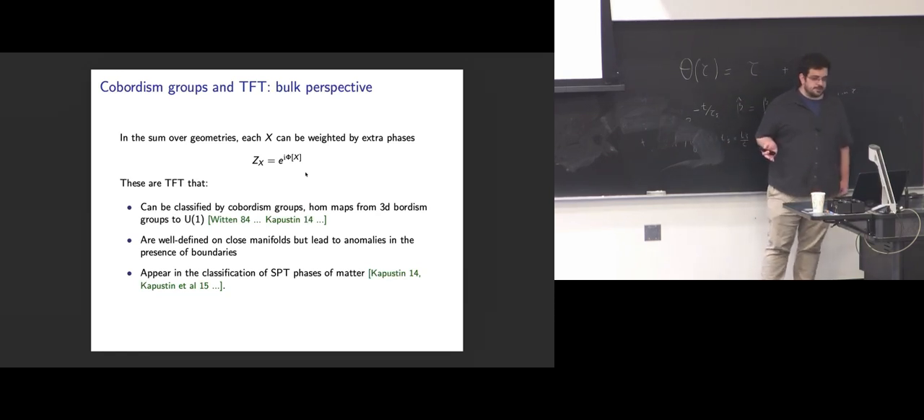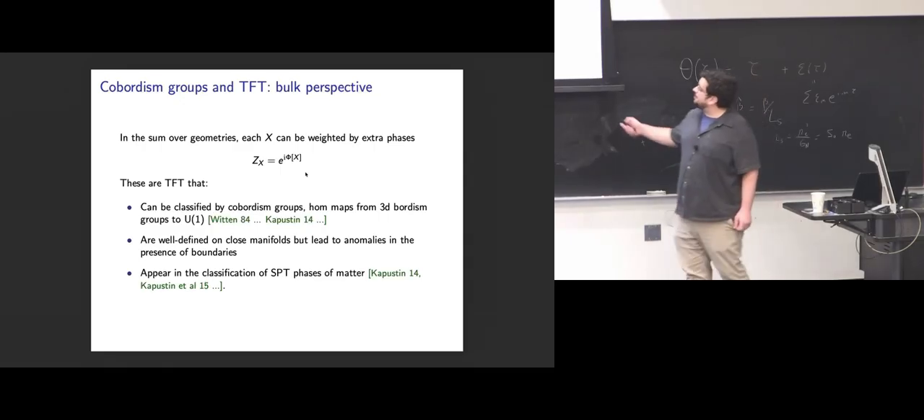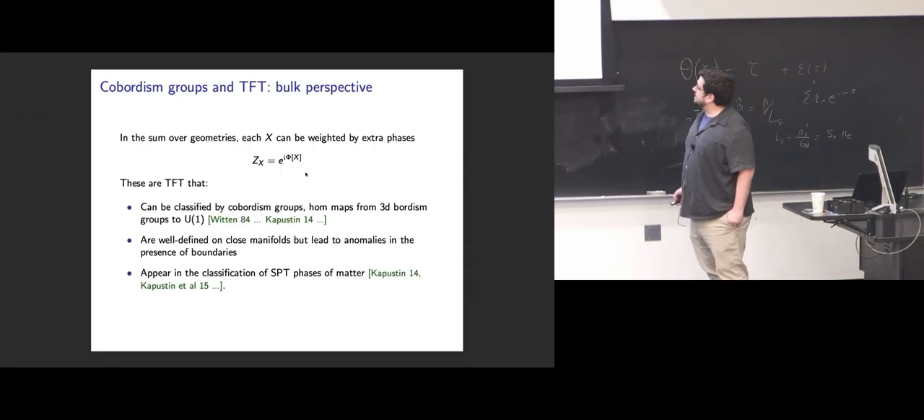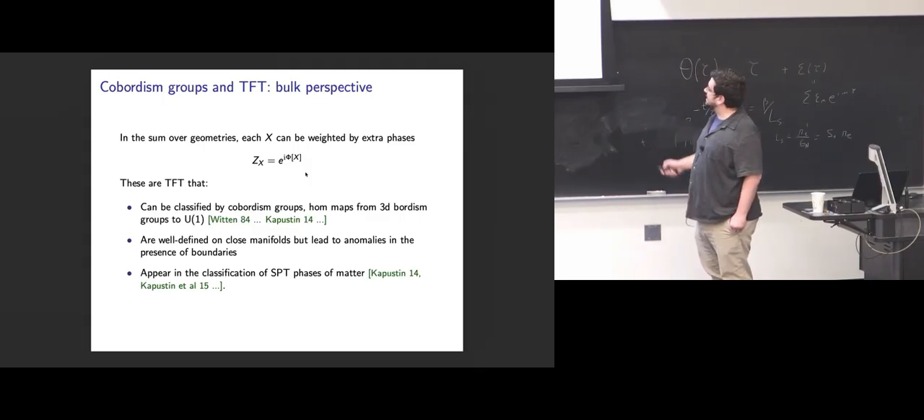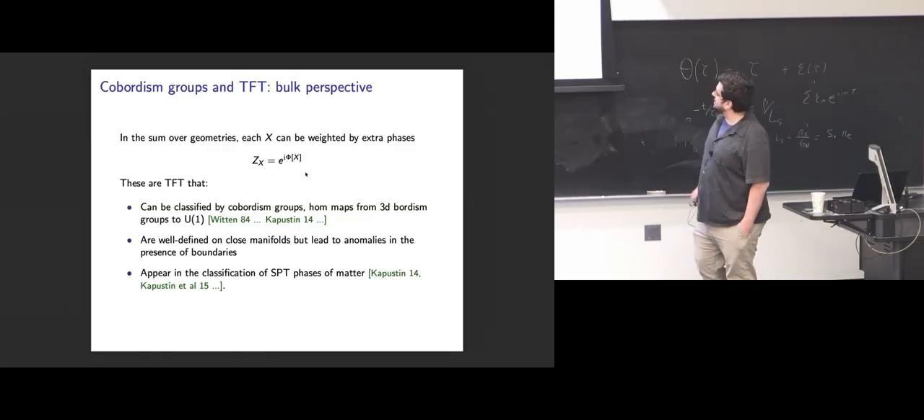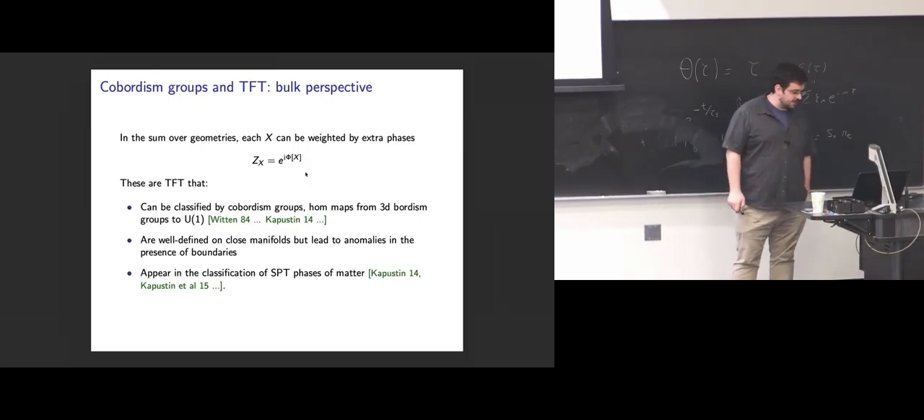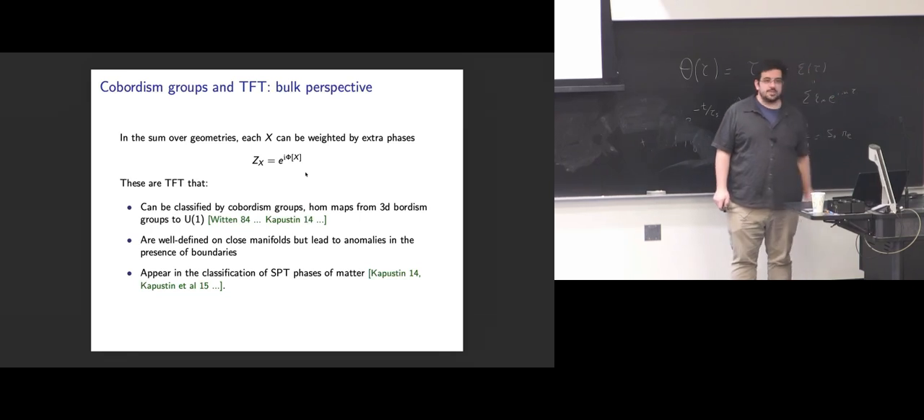Then cobordism groups classify the TFTs that we will use. So these are TFTs whose partition functions are just a phase. They appear in the literature for a long time in the context of condensed matter, maybe by Kapustin around 10 years ago. And these theories are classified by maps from these 3D bordism groups to U(1). So U(1) would be the partition function. These are well defined on closed manifolds, but lead to anomalies in the presence of boundaries. And like I already said, this appears in the classification of SPT phases of matter, but we will use them in a different way.